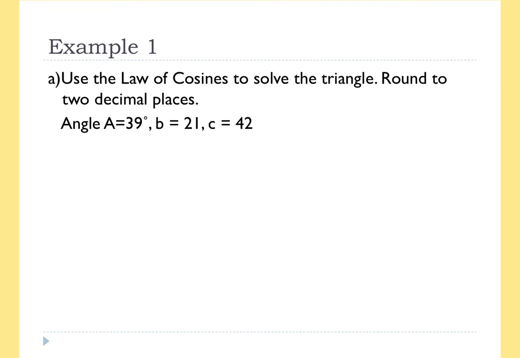All right, so this says use the law of cosines to solve the triangle and round to 2 decimal places. So I've got side, angle, 1 of each letter. So this is side, angle, side. The first thing I'm going to do is look for the third side, which is A. So A squared equals B squared plus C squared minus 2BC cosine A.